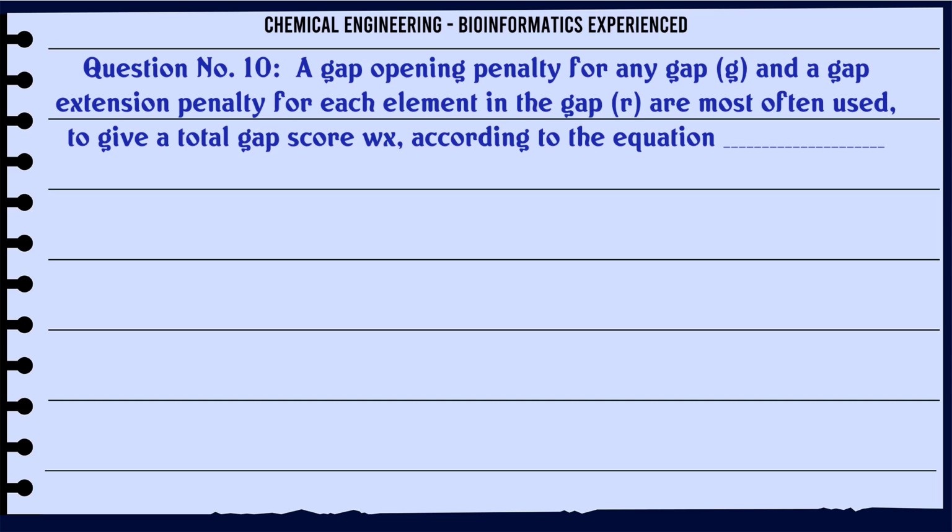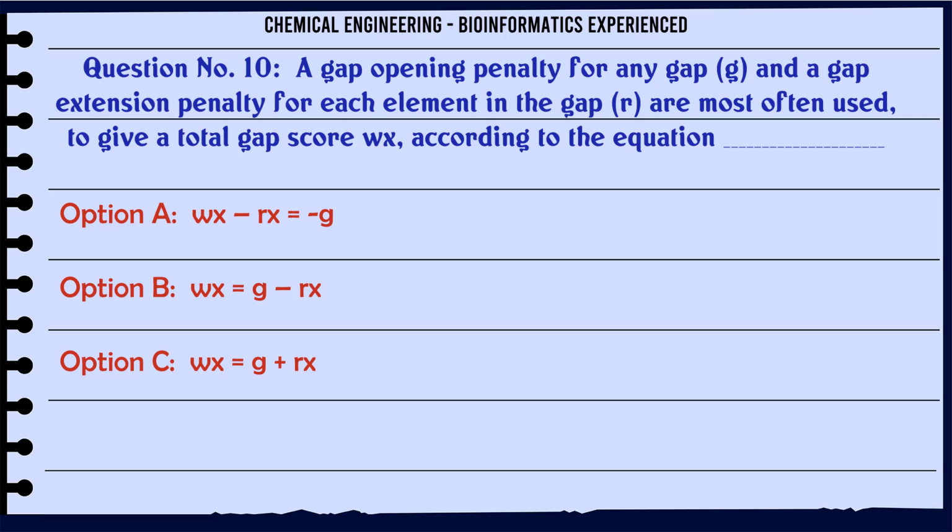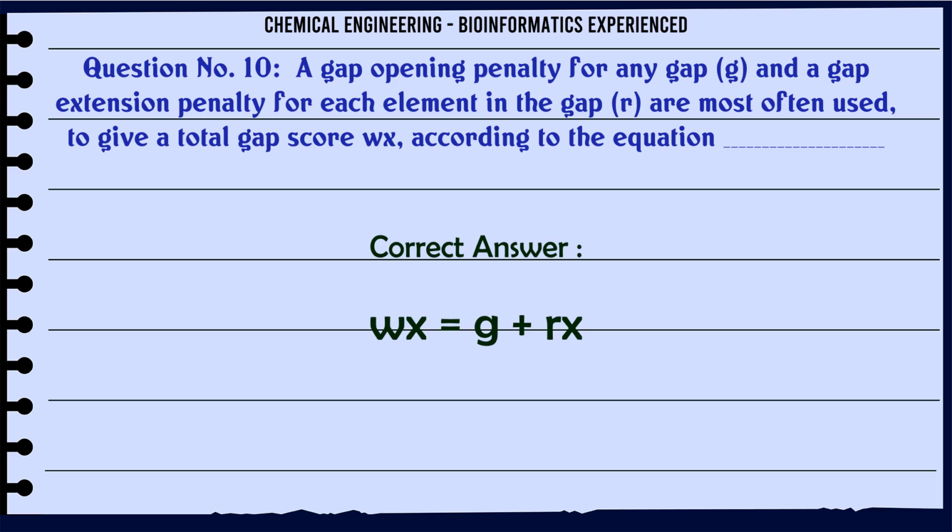A gap opening penalty for any gap G and a gap extension penalty for each element in the gap R are most often used to give a total gap score Wx according to the equation A. Wx = Rxg, B. Wx = G + rx, C. Wx = G rx, D. Wx = Grx0. The correct answer is Wx = G + rx.